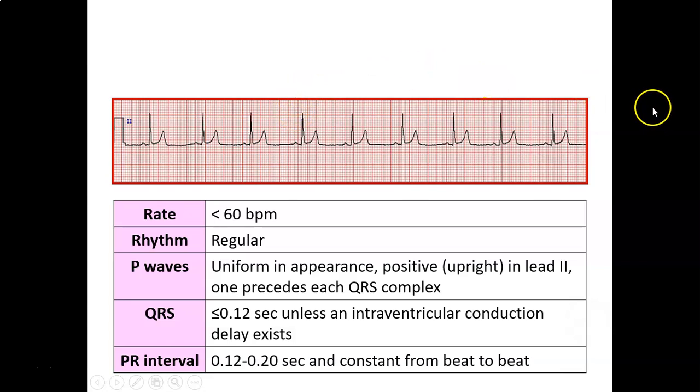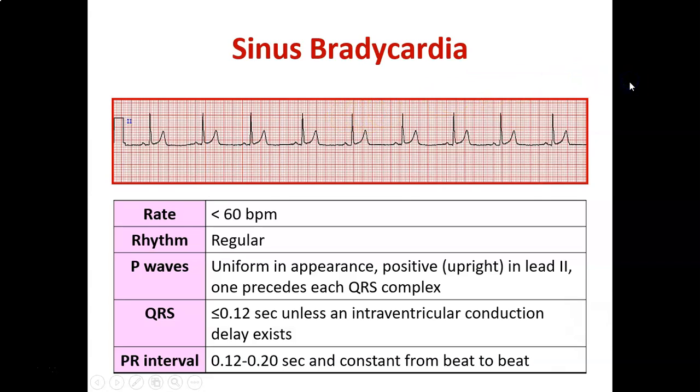So here everything is normal except the heart rate, which is less than 60. So this is your sinus bradycardia. So whenever you see a P wave, affix the word sinus, followed by whatever findings you get. Like here, only the heart rate is less than 60. This is sinus bradycardia.